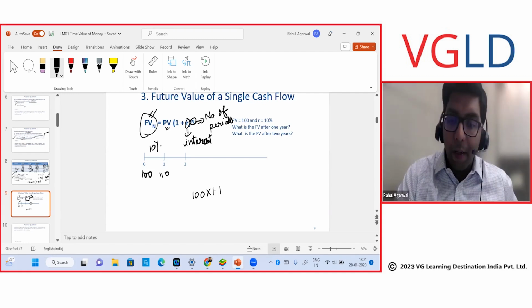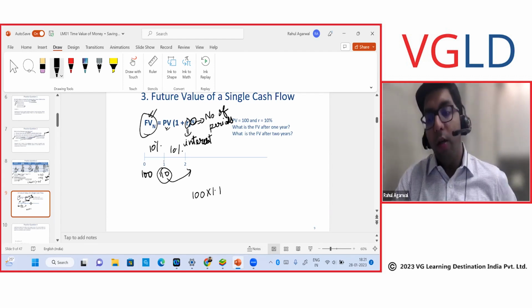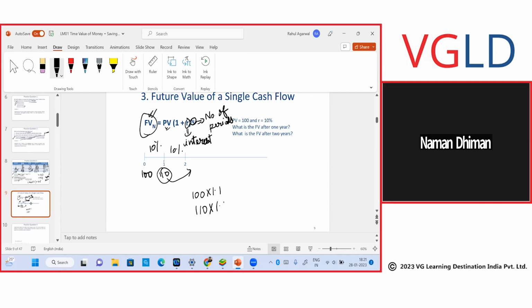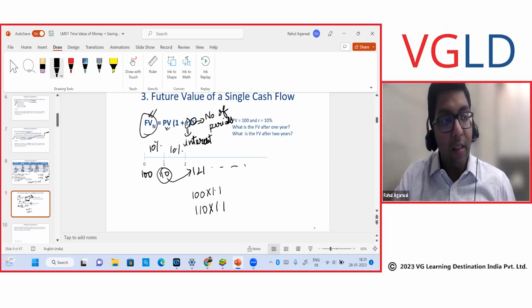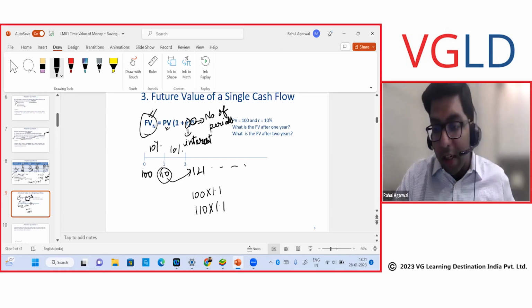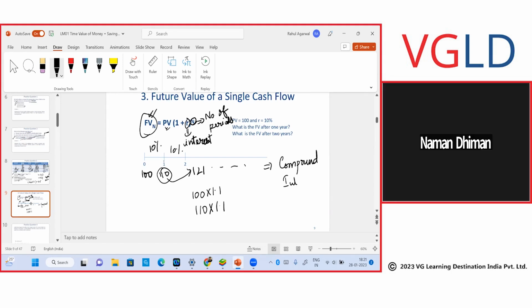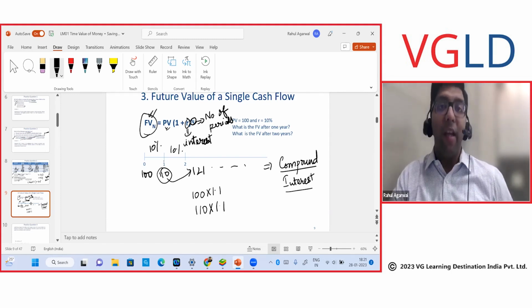So 100 becomes 110. Now the 110 is reinvested at 10%. You don't take this money home. You put the entire 110 in again. So this becomes 110 into 1.1, which is 121, right? And it keeps going on like this. Now, what is this called? Compound interest. Remember this word, or have you all forgotten? Money keeps rolling.